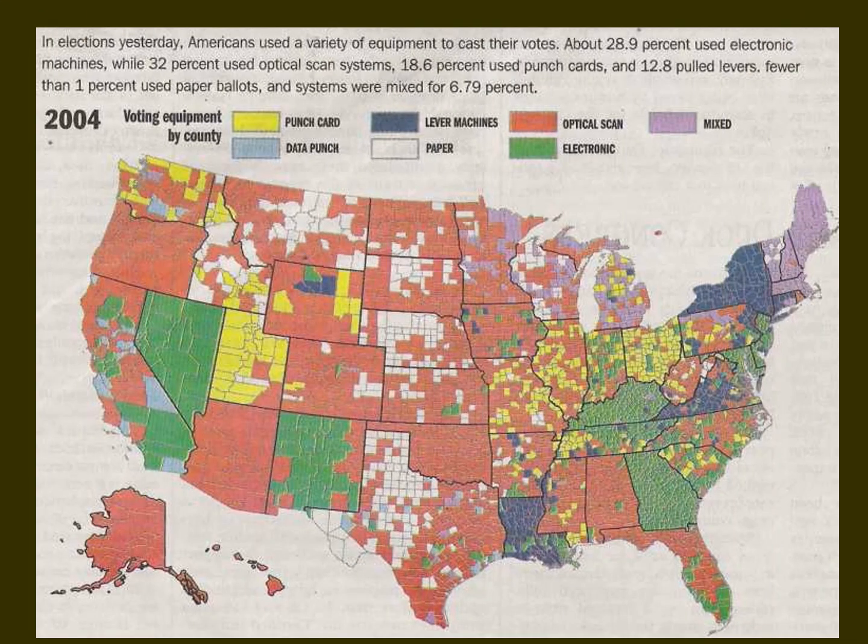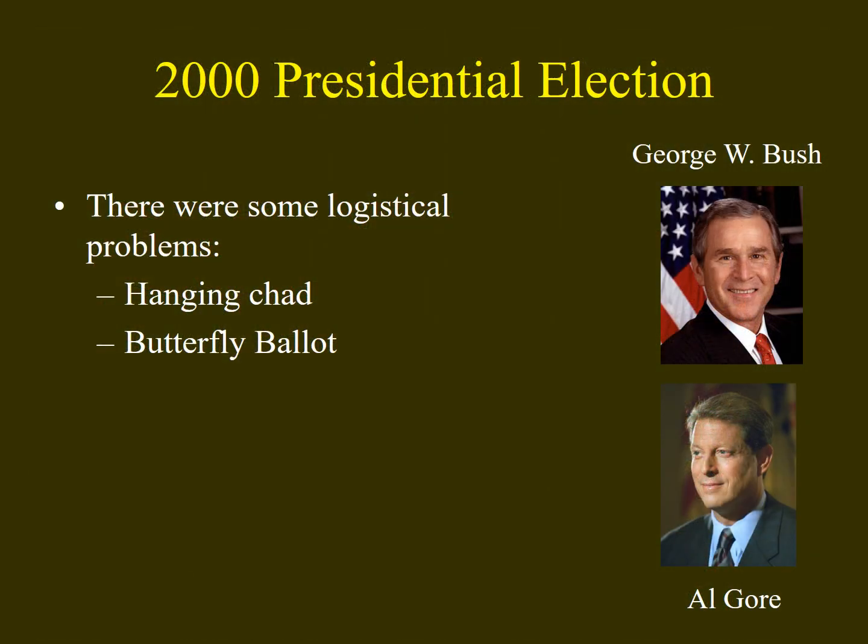Back several years ago, there were even more types of voting methods. Punch cards were really popular, lever machines, things like that, but they were moving towards some optical scan. I just wanted to show this as well. Some of these different methods led to some problems in an election in 2000. As I say, there were some logistical problems with the 2000 presidential election.